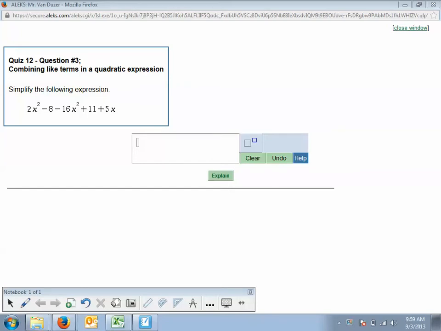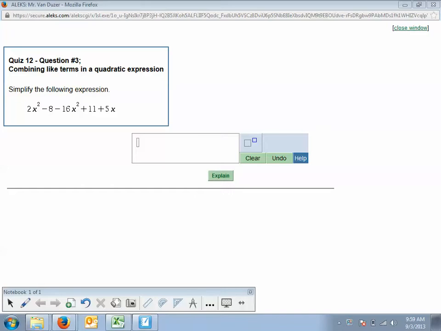This topic is called Combining Like Terms in a Quadratic Expression. And the question says, simplify the following expression: 2x squared minus 8 minus 16x squared plus 11 plus 5x.